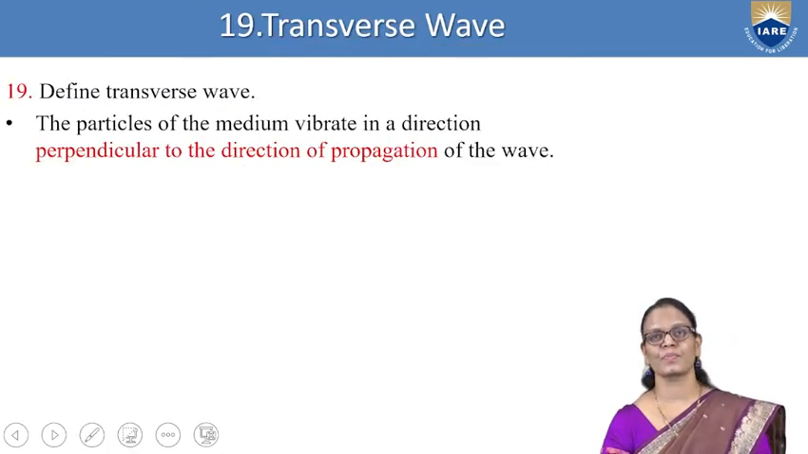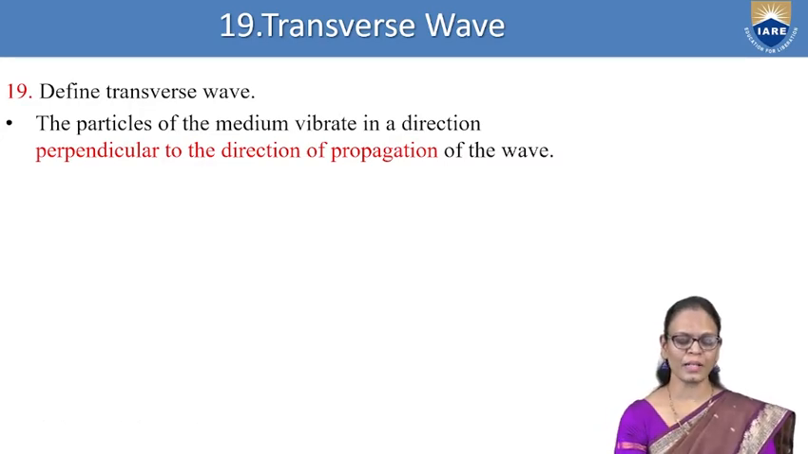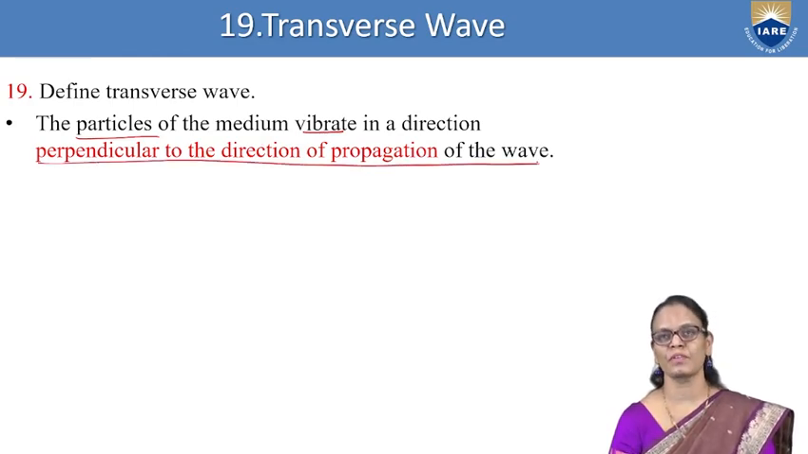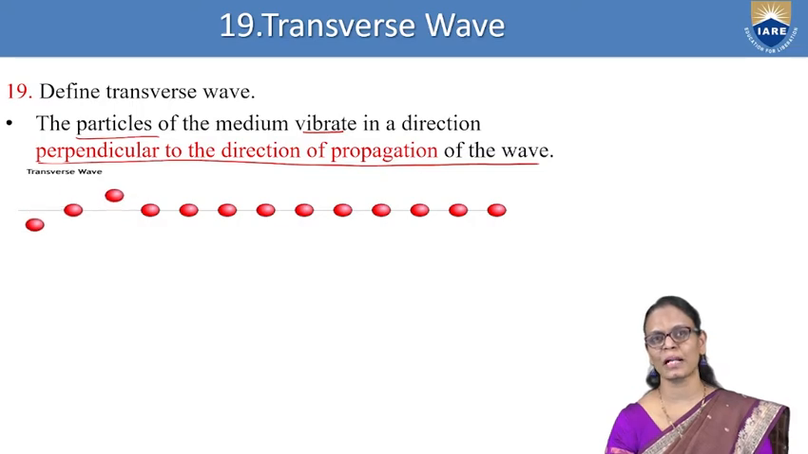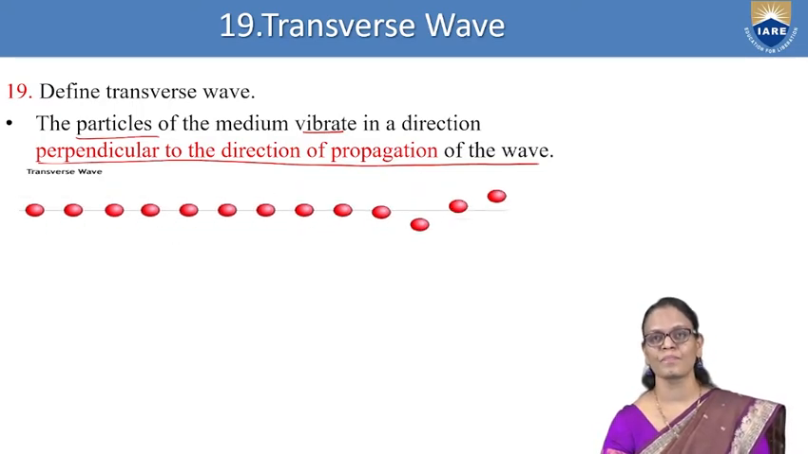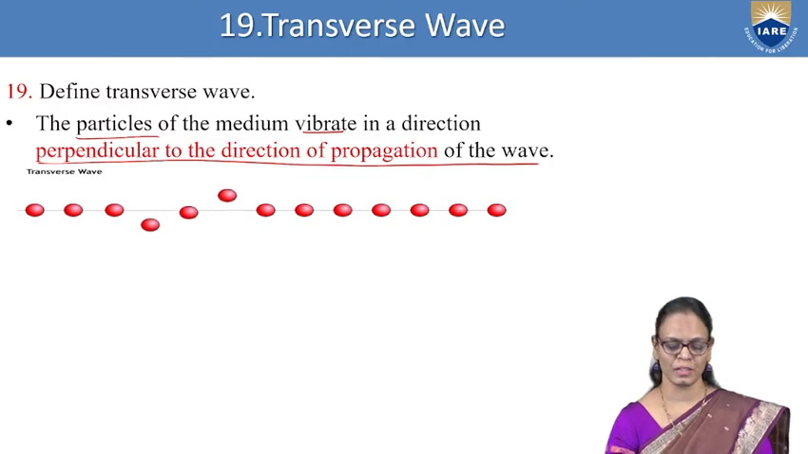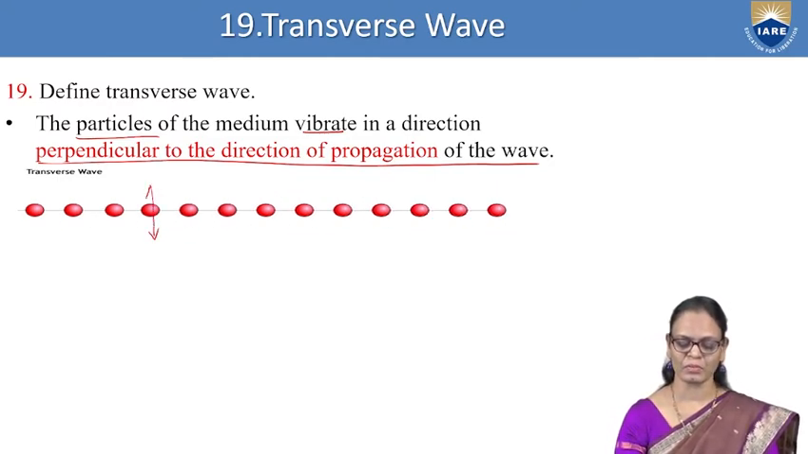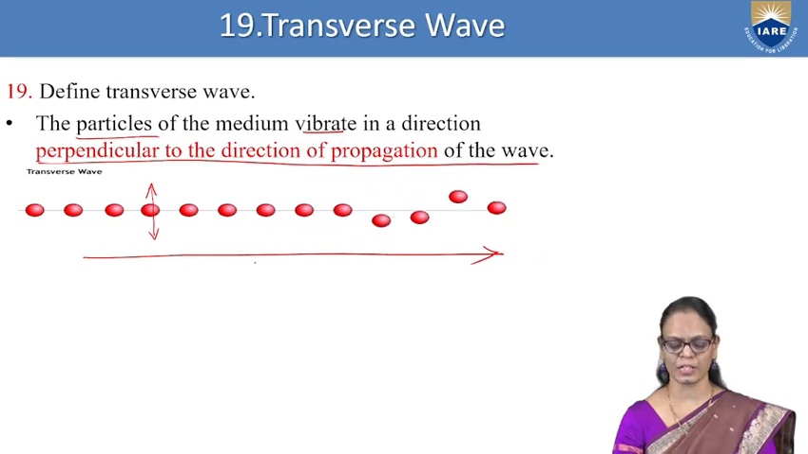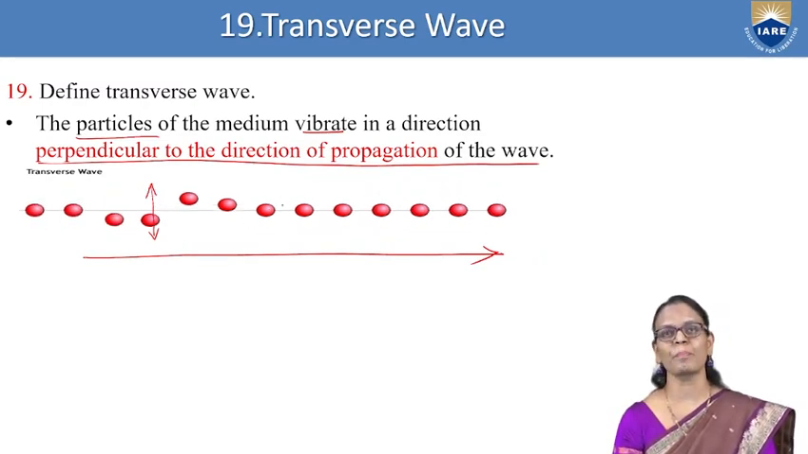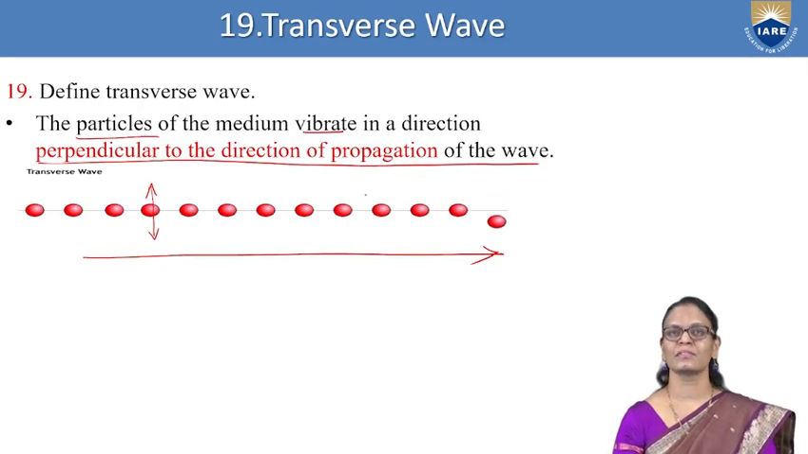Now, define a transverse wave. So, what is the difference here? Particles of the medium vibrate perpendicular to the direction of propagation of the wave. Whatever the vibration of the particles, the type of wave depends upon the direction of vibration of the particles. Now you see here, how are the particles vibrating? They are vibrating up and down, perpendicular to the direction of propagation of the wave. If the wave is propagating forward in this direction, the particles are vibrating up and down. So, we call it a transverse wave.